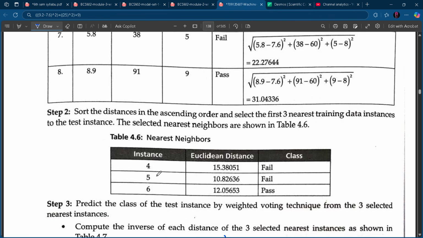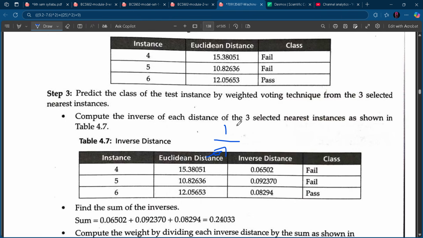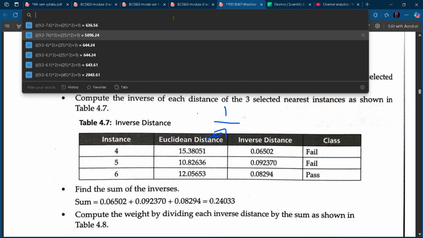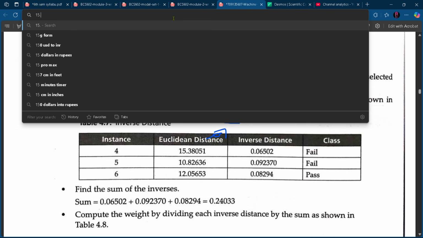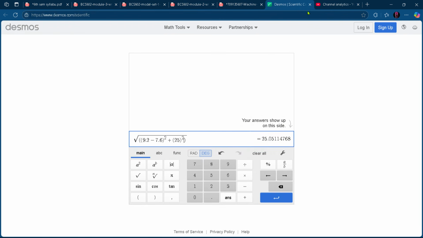So you have instances 4, 5, 6, Euclidean distances 15, 10, 12, class fail, fail, pass. Now what you have to do? You have to compute the inverse of each. To calculate the weight, you have to first find the inverse. What is inverse? 1 divided by Euclidean distance. So 1 divided by 15 point. Okay, I know you guys won't trust, so I'll just type 15.38051. Okay, I'll copy this. Now I'll go to the scientific calculator. 1 divided by, I don't need the bracket, it's one value. See, 0.06507.